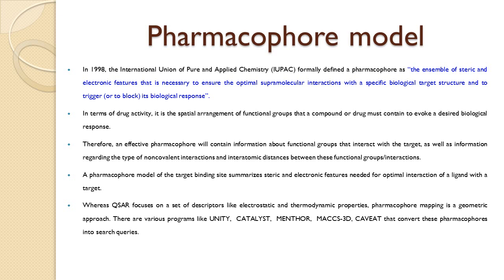Therefore, an effective pharmacophore will contain information about functional groups that interact with the target, as well as information regarding the type of non-covalent interactions and interatomic distances between these functional groups or interactions. A pharmacophore model of the target binding site summarizes steric and electronic features needed for optimal interaction of a ligand with a target, whereas QSAR focuses on a set of descriptors like electrostatic and thermodynamic properties.